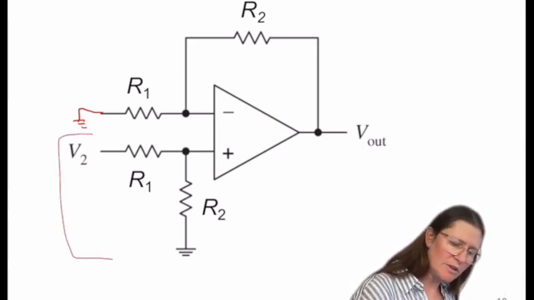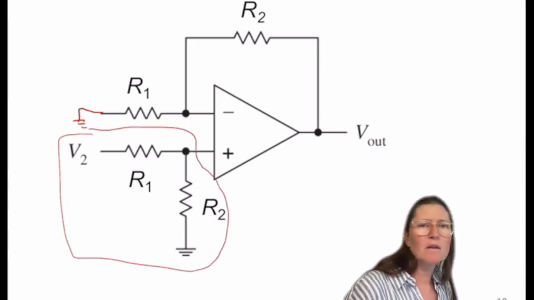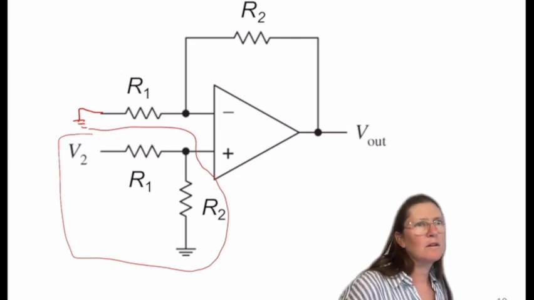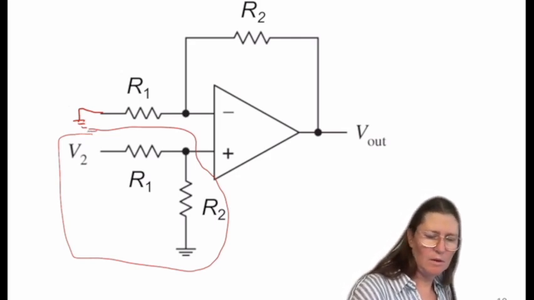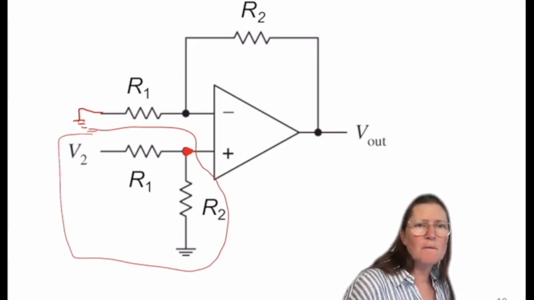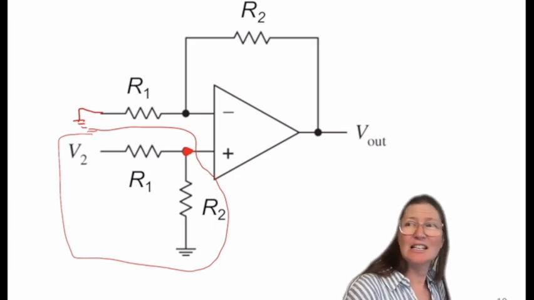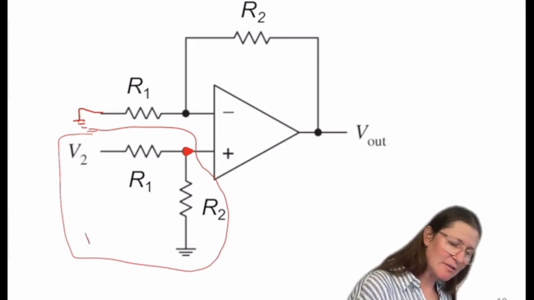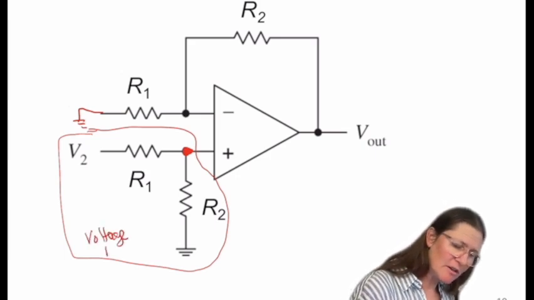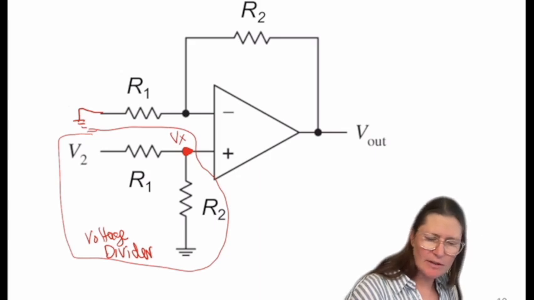So one question is, what's happening here? I have to find the voltage at this node. And then this is what configuration? Which one? Divider. This is a divider, correct. So this is a voltage divider. So what is this value at Vx here?